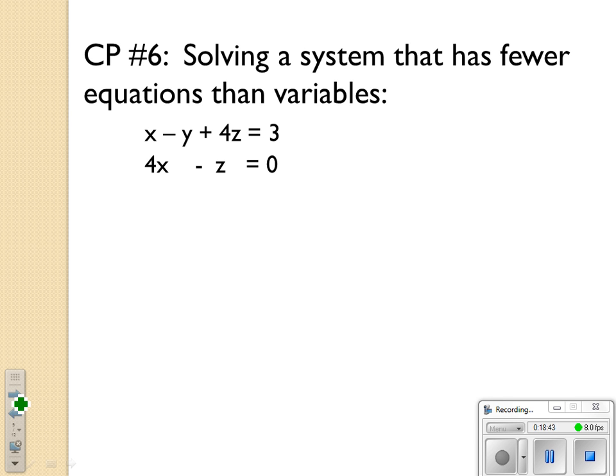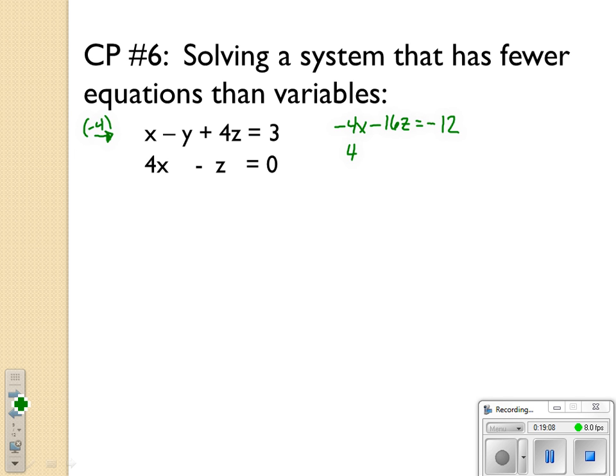I'm still going to use elimination to try to eliminate one of my variables. I'm going to go after the x. I'm going to eliminate that one first. So I'm going to multiply the top line by a negative 4. So multiply negative 4 times x, negative 4 times 4z, and negative 4 times 3.